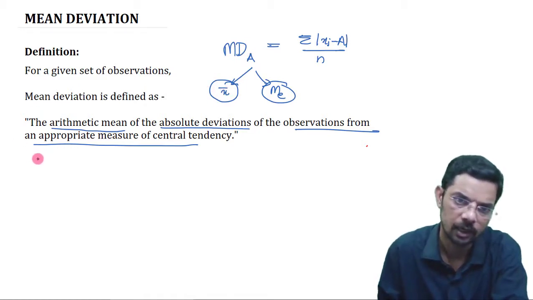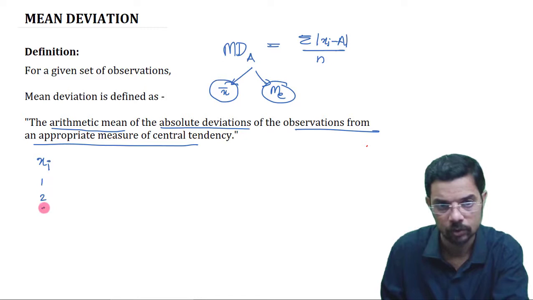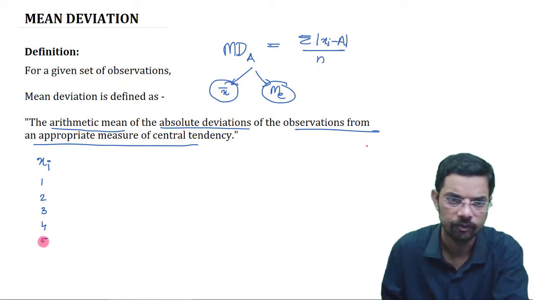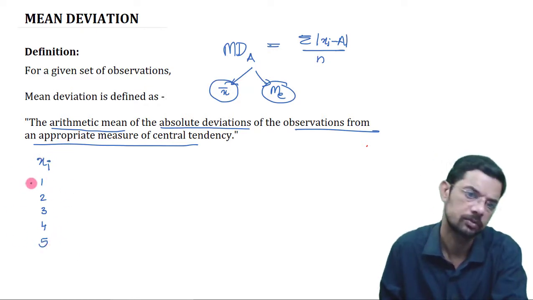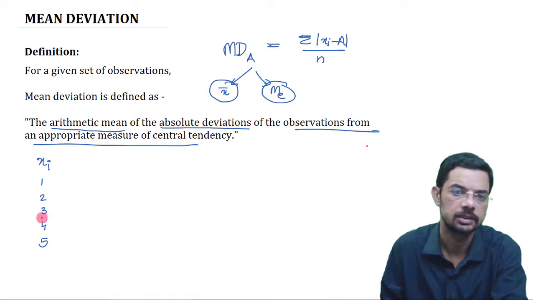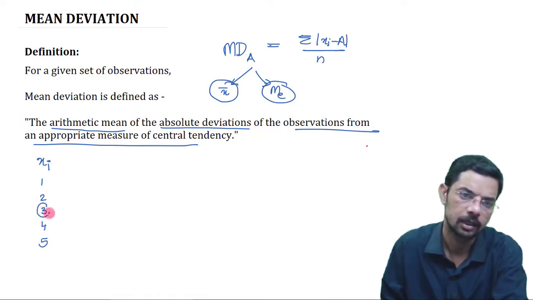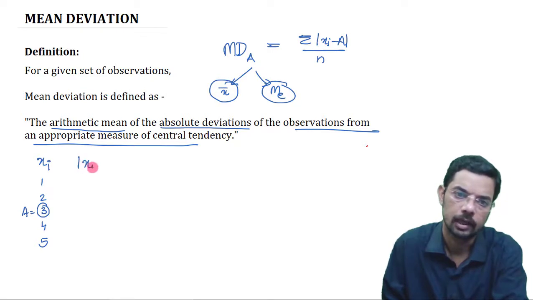Suppose we have the observations xi as 1, 2, 3, 4 and 5. How do we find the mean deviation about the mean for these observations? We clearly know that the mean in this case is 3. So therefore we take 3 as A. So we have the modulus of xi minus A. A could be any value. Here we are taking 3 as the average.